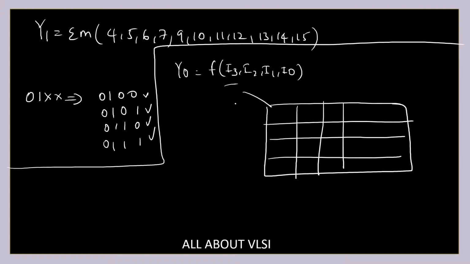Has anyone simplified this previously? Can you let me know the answer you got? I1, I0 complement, I1 complement I0, I1 I0, I1 I0 complement. Has anyone simplified it previously? I think I have given this as an assignment.